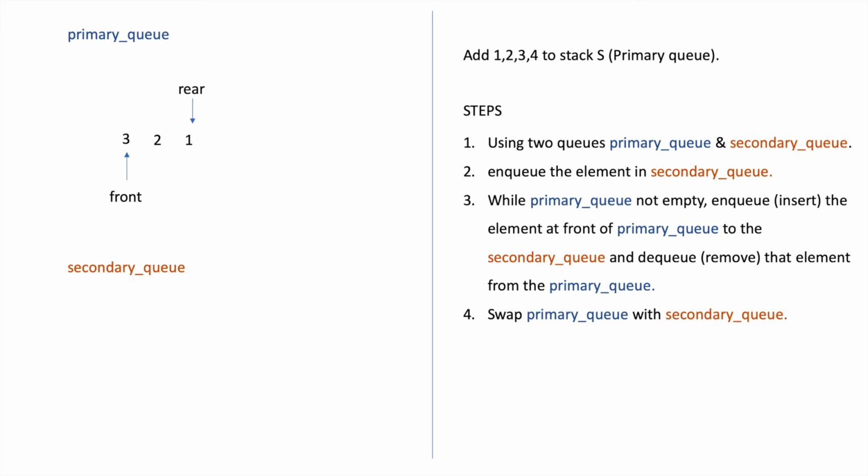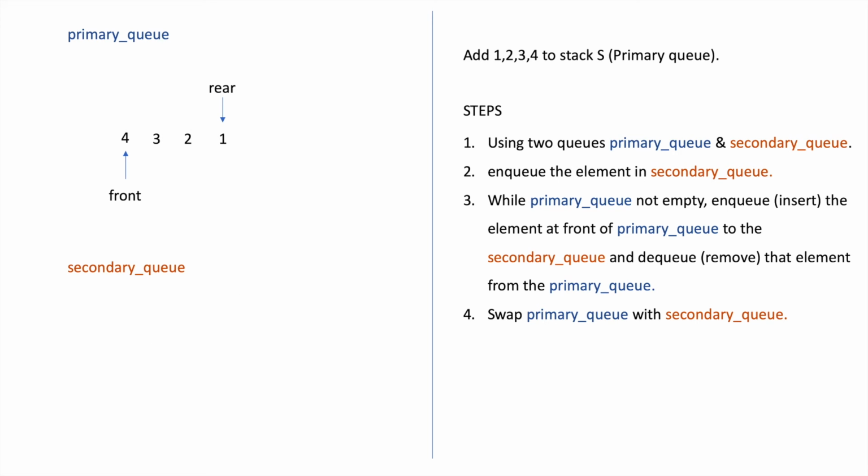Now finally, to insert the element 4, we will enqueue it to the secondary queue. Then we will insert the element at the front of the primary queue into secondary queue and we will remove that element from the primary queue. Again, we will insert the element at the front of the primary queue, which is 2, into our secondary queue and we will remove the element 2 from the primary queue. Finally, we will insert the element 1 into secondary queue and we will remove that from the primary queue. And now as our primary queue is empty, we will swap the primary queue with secondary queue.